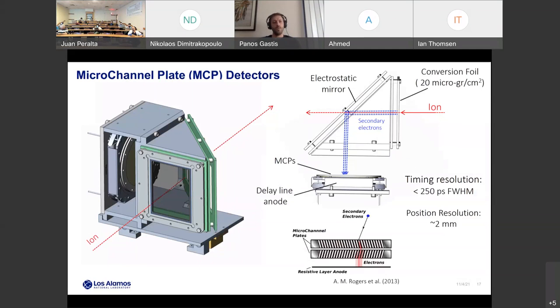Now, this is a picture of the microchannel plate detector, the MCP detector that we use for the time of flight. On the left, you see the full assembly of how it looks. And here on the left, you see how it works. So a fission fragment passes through a very thin carbon conversion foil that is attached in the detector assembly.